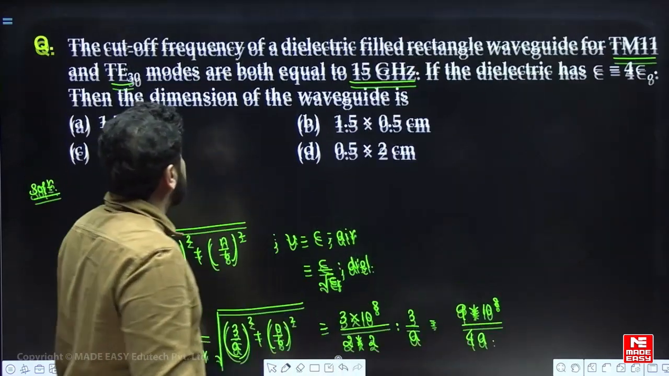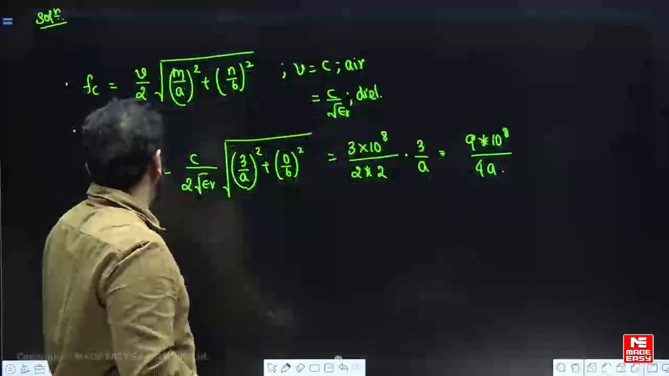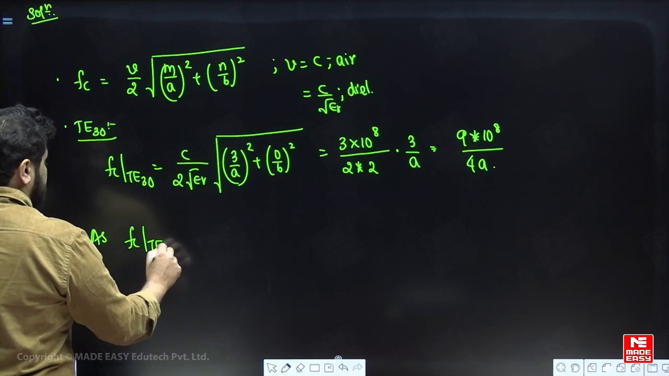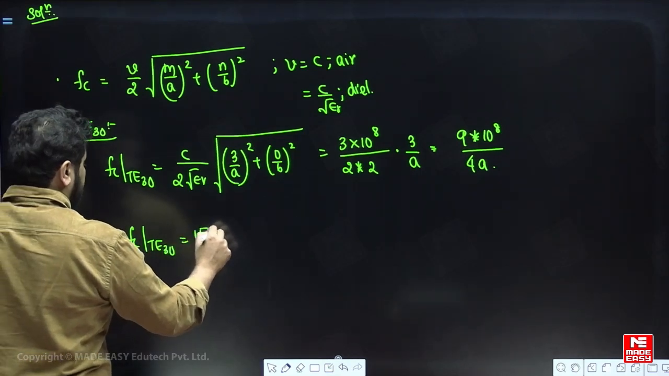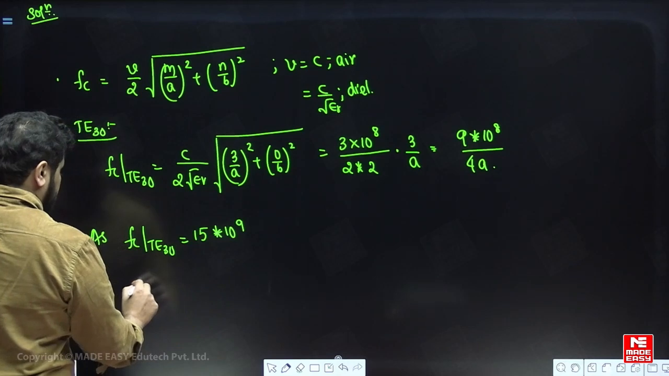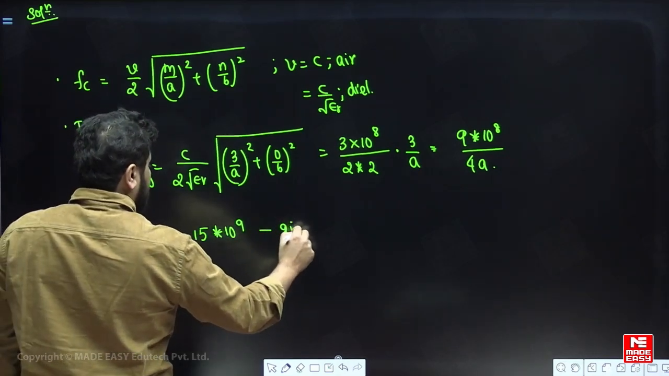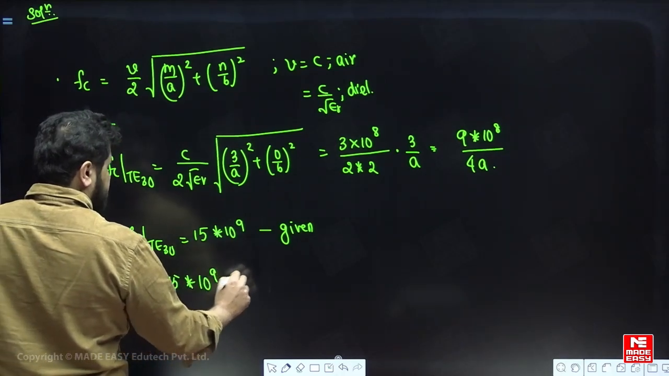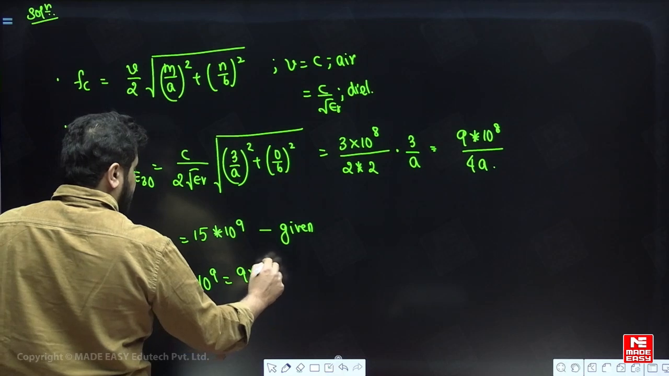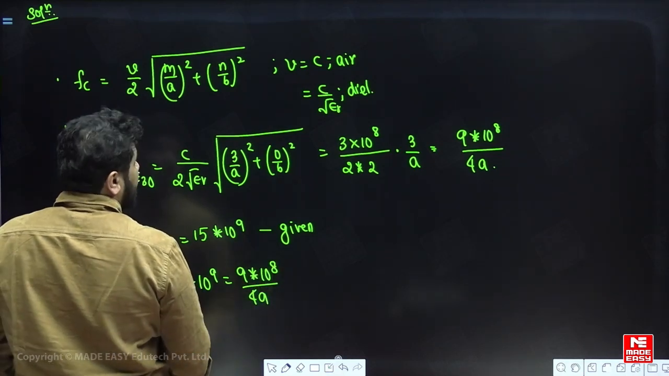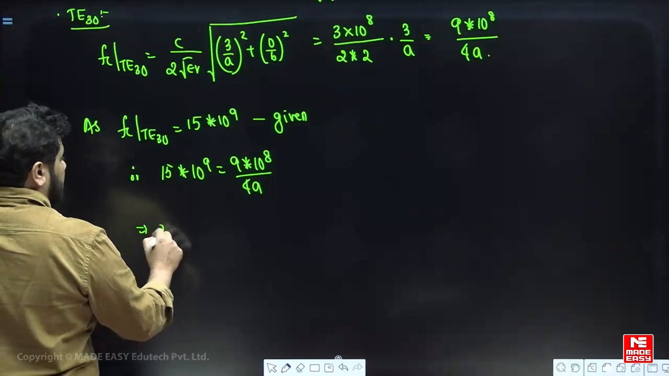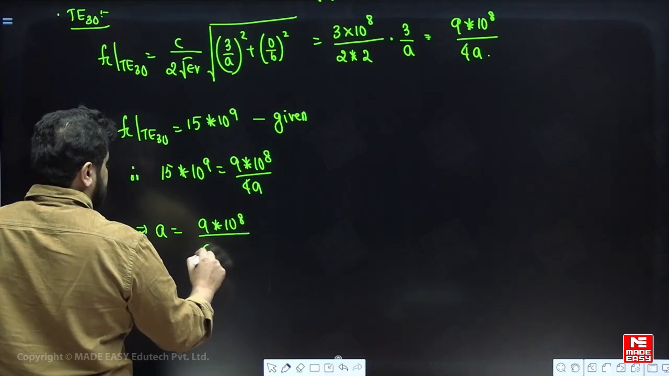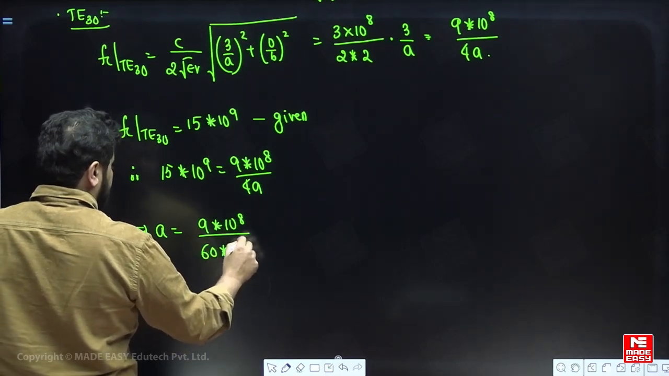Now here the cutoff frequency is given as 15 gigahertz. So as the cutoff frequency of TE30 is given, it is 15 into 10 to the power 9. So I can say that 15 into 10 to the power 9 is equal to 9 into 10 to the power 8 upon 4A. So from here I will get the value of A. A is 9 into 10 to the power 8 divided by 60 into 10 to the power 9.